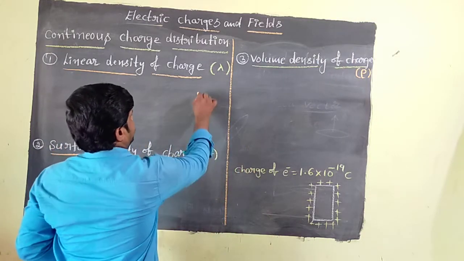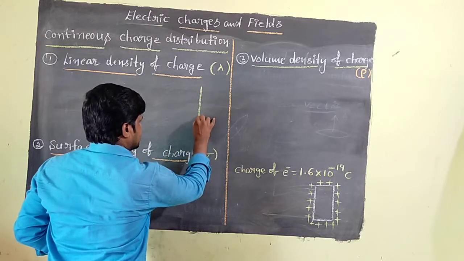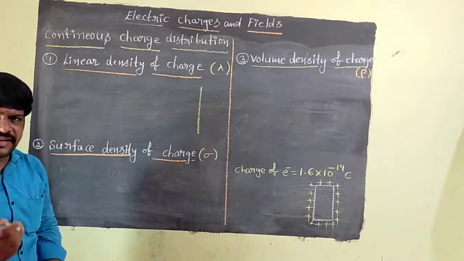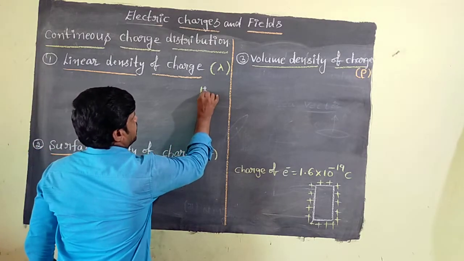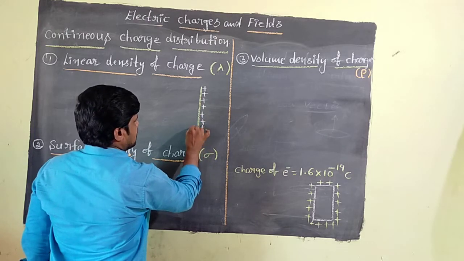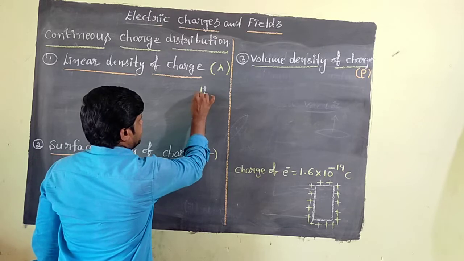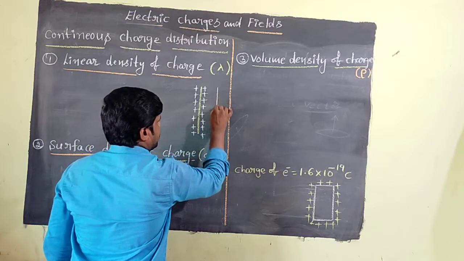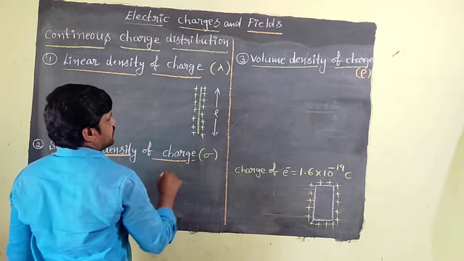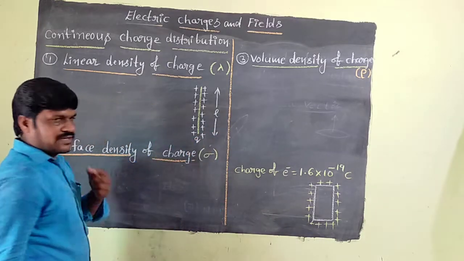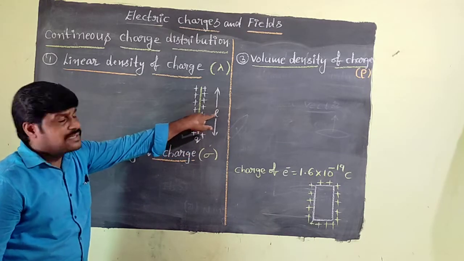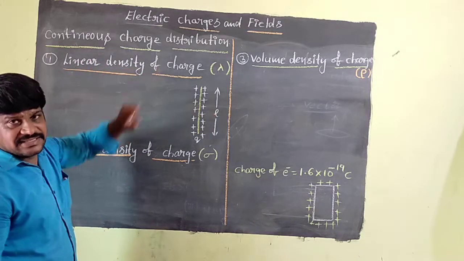For example, here is one body. This is a linear body I am having. Now if you give charge to this linear body, the charge completely resides on the outer surface of the body. Sir, what is the length of this linear body? The length of this linear body I can take as L. Now for length L, you are giving Q amount of charge. If you take the ratio of charge to length, that gives rise to the linear density of charge.